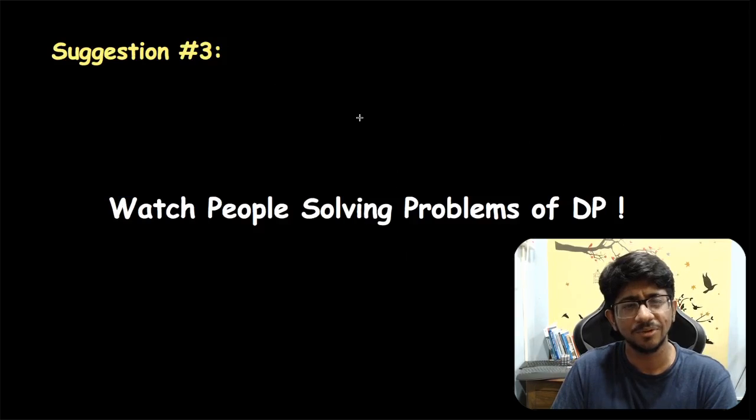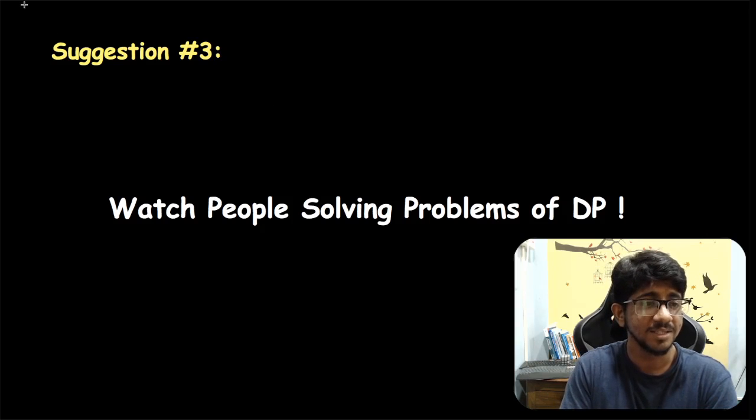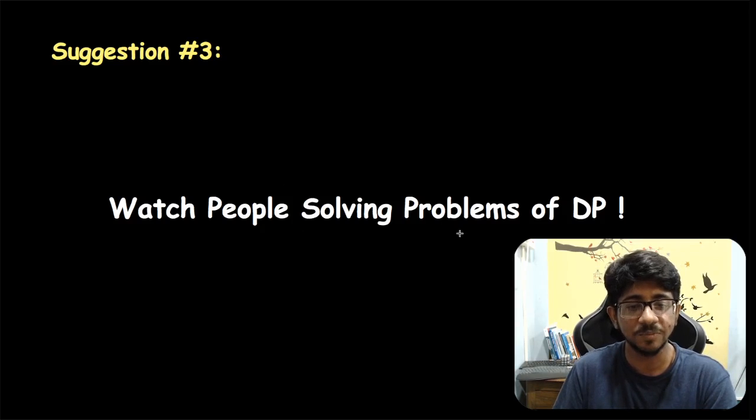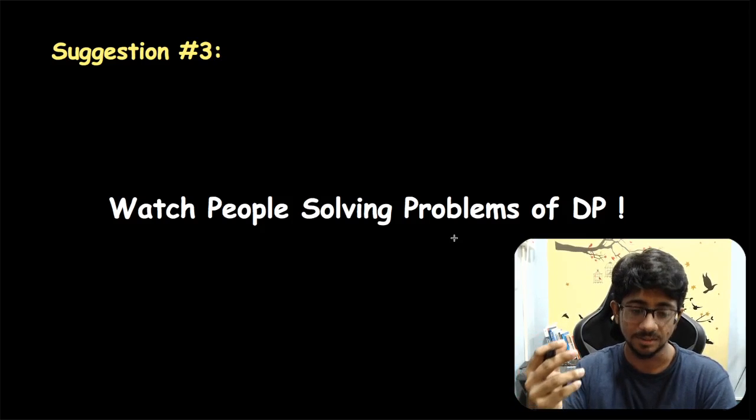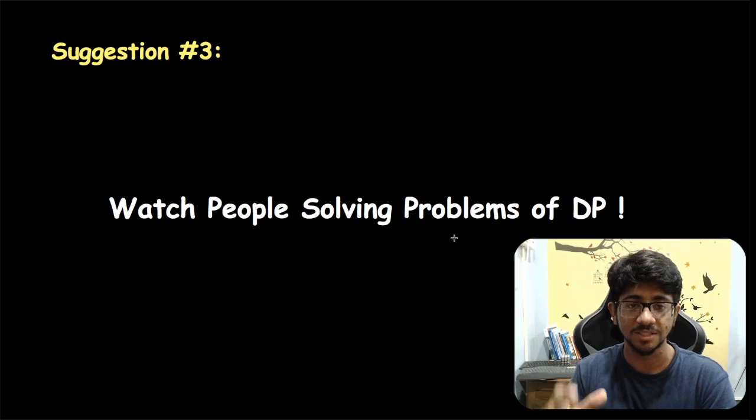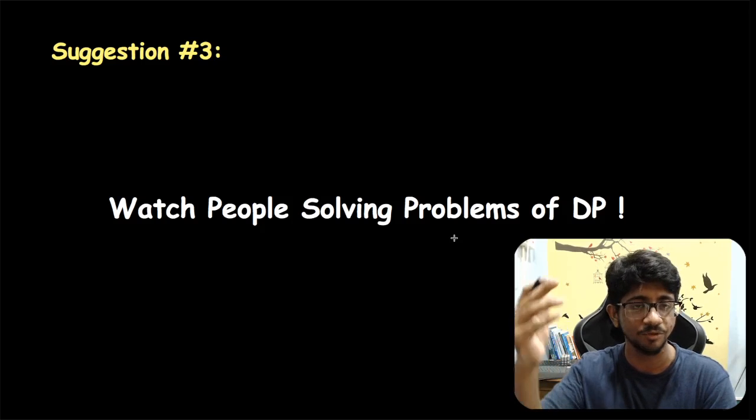Suggestion number 3 I would give is to watch people solving DP problems. This is something I feel has helped a lot of people. This is something I did not do myself. And I feel that now when I teach people DP and show them, okay, this is what I'm thinking, this is how the states are working, this is how you're thinking about the process, this is how the transitions are working, this is how you're setting up the code, this is the flow that you're following.